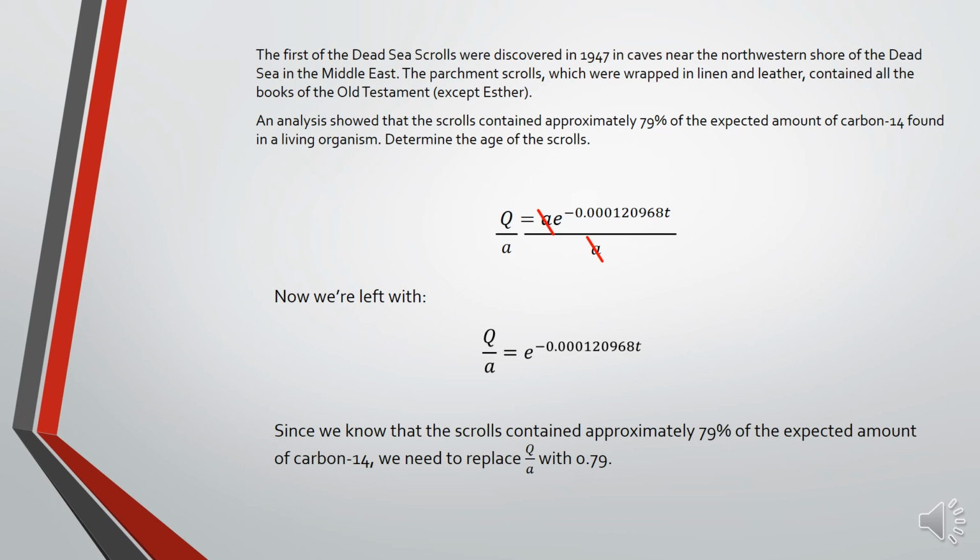All right, so it says, since we know that the scrolls contain approximately 79% of the expected amount of carbon-14, the first thing we need to do is change that 79% to a decimal. So 79% as a decimal is 0.79. We're going to replace Q divided by A by 0.79.